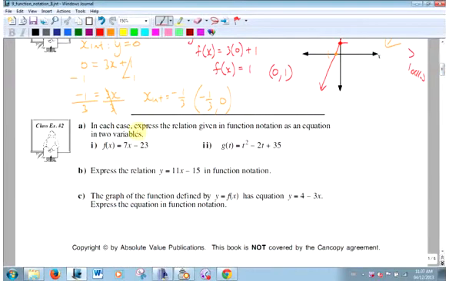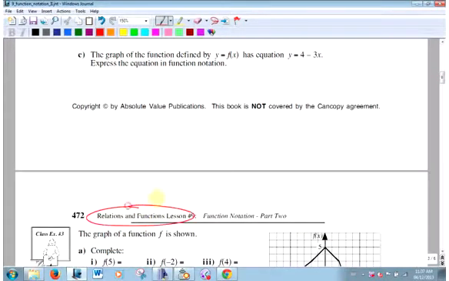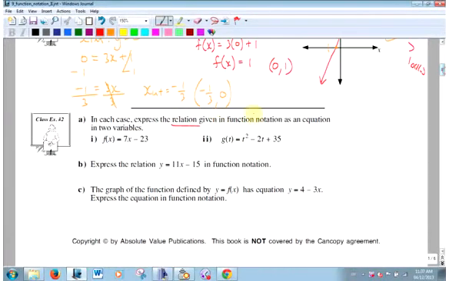Okay, in each case express the relation. Remember, that's the name of this chapter. Relations and functions. Given in function notation. Is this function notation? Yeah, it says it is, and it is. F of x, that's function notation. Express this as an equation in 2 variables. This is really, really tricky. Okay? You ready? Take a deep breath.